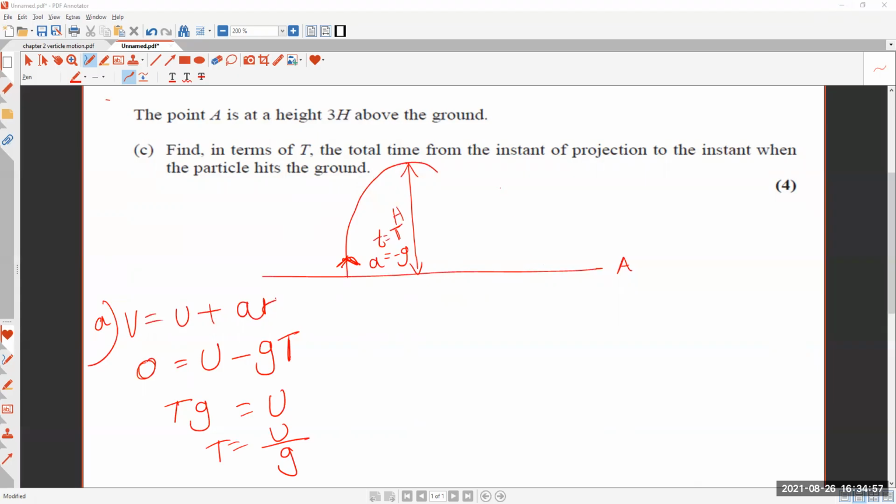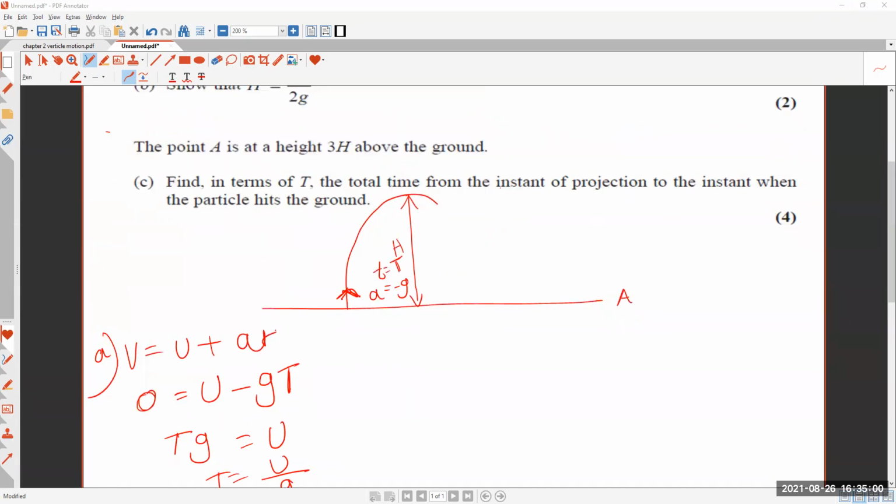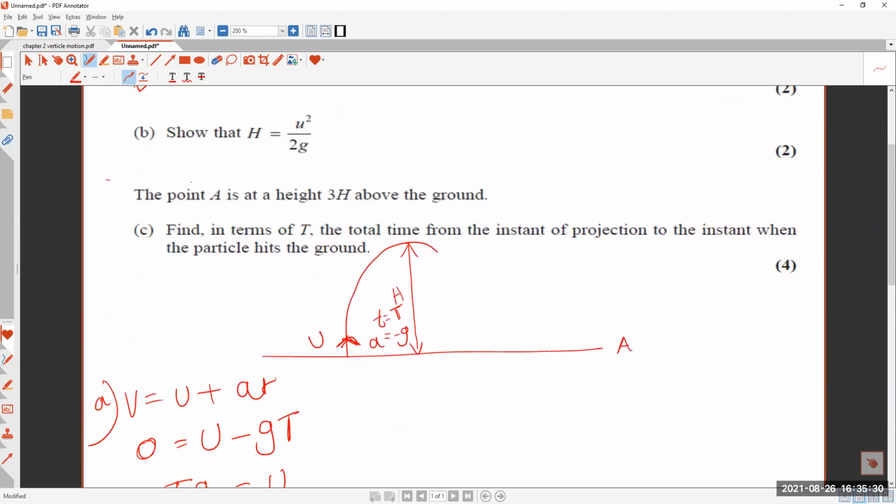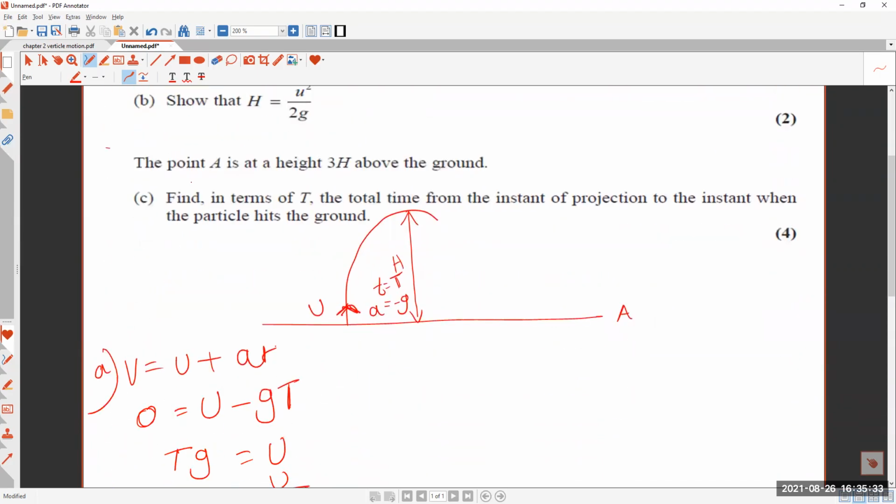No. Okay, Sneha. Sneha, do you know they are projecting it upward from point A at a velocity of u. We have to read the question properly. Read what they wrote. At t is equal to 0, meaning when time starts, the particle is projected vertically upward with a speed of u. So we know our initial speed is u from point A. The particle moves freely under gravity. At time t, the particle is at maximum height h above A. At a maximum height h above A.